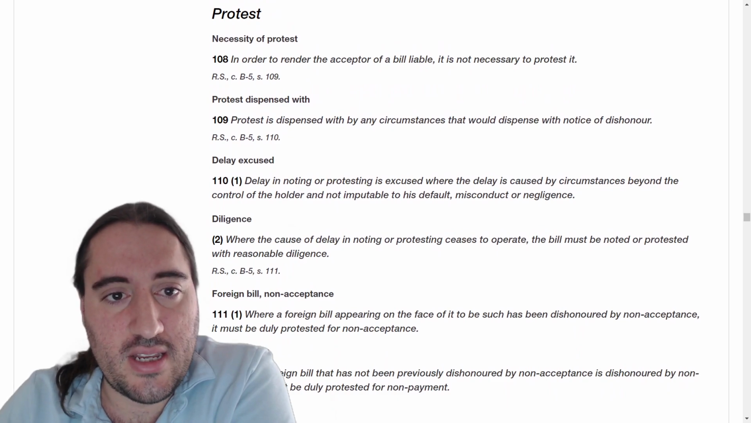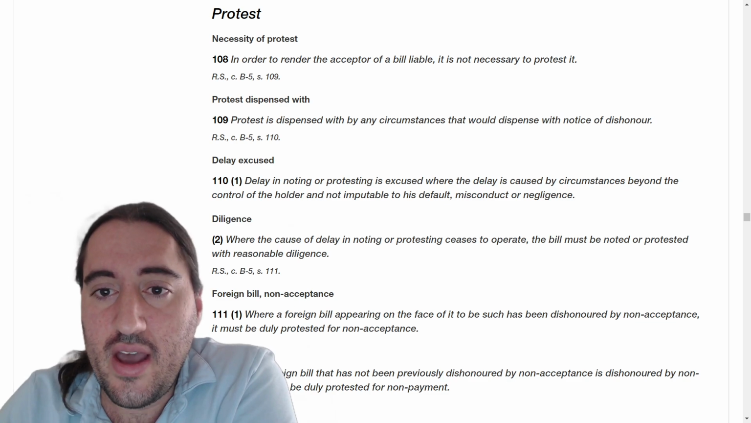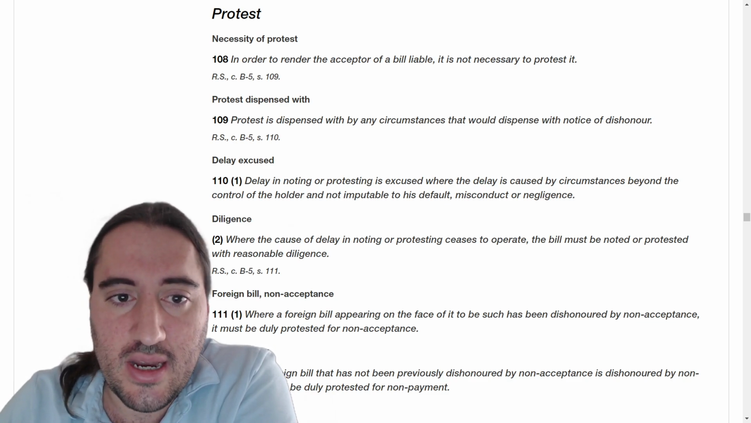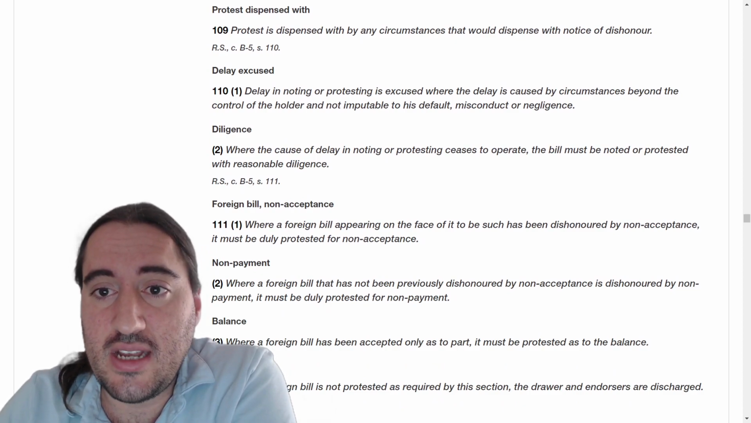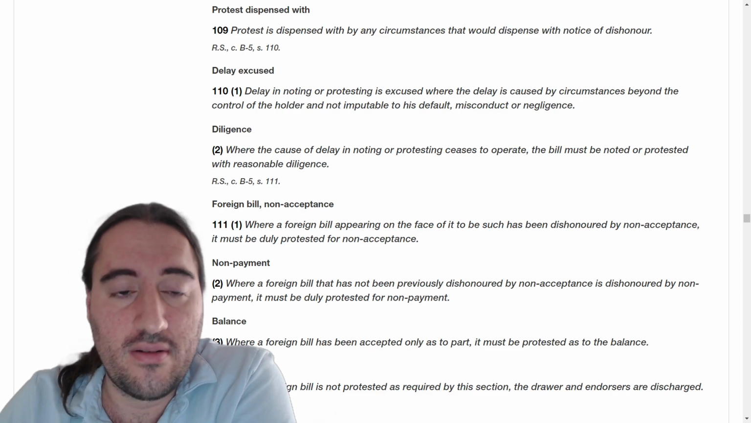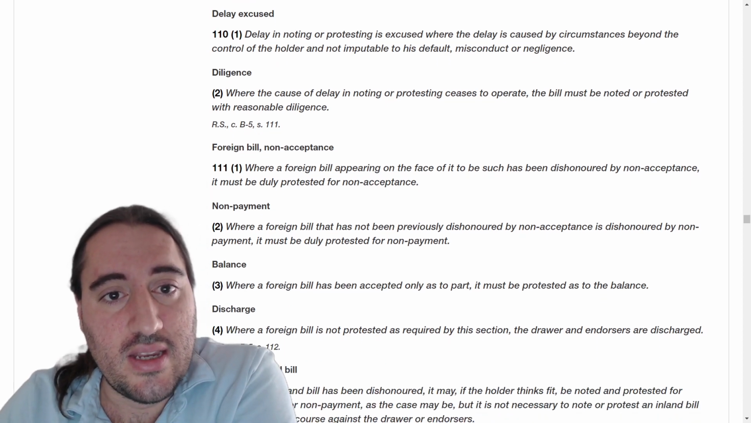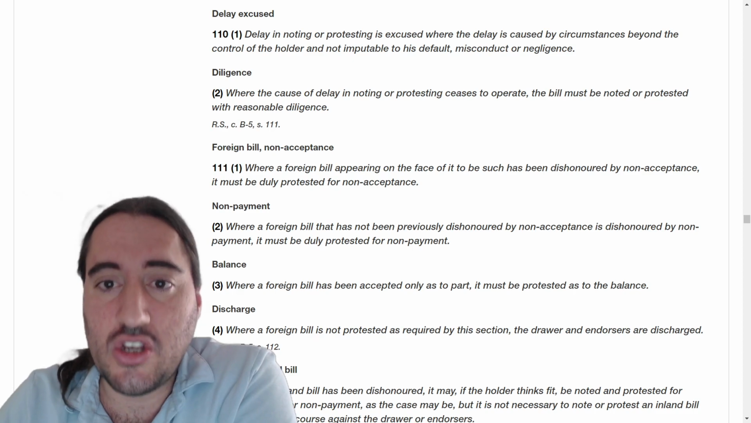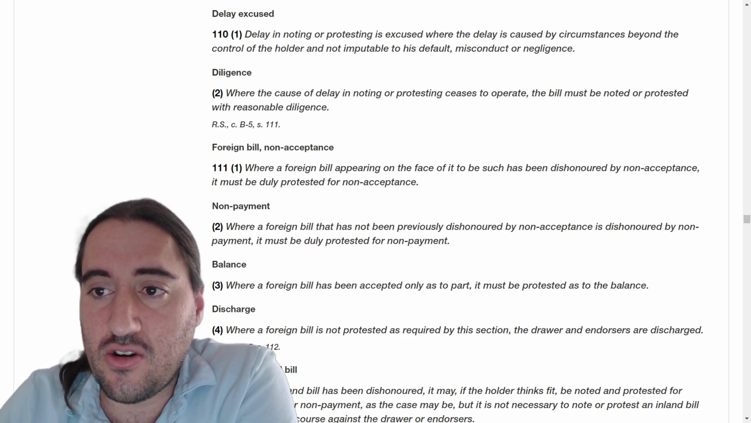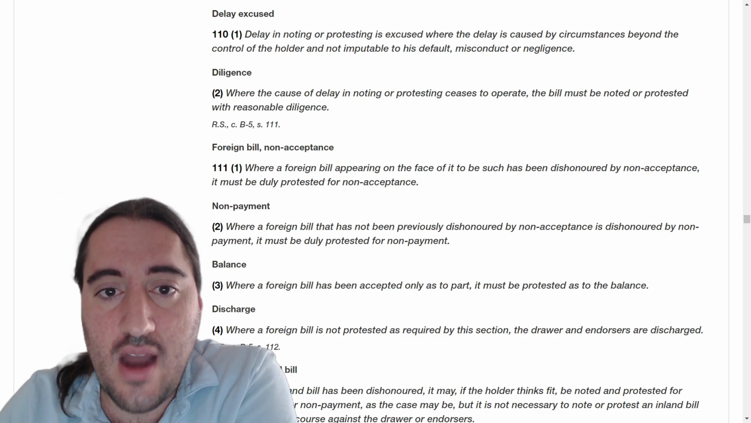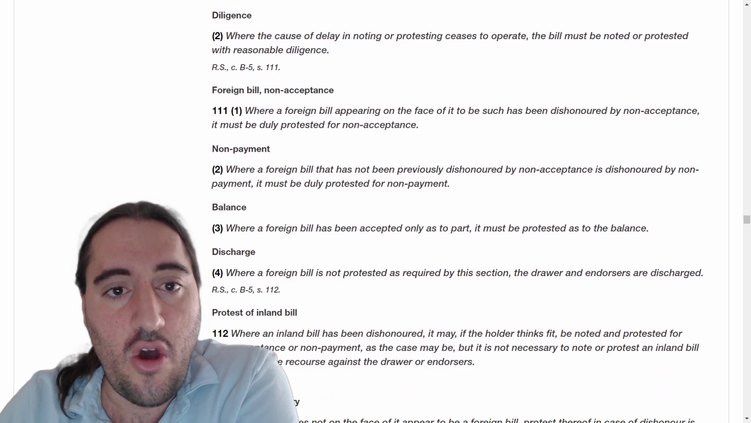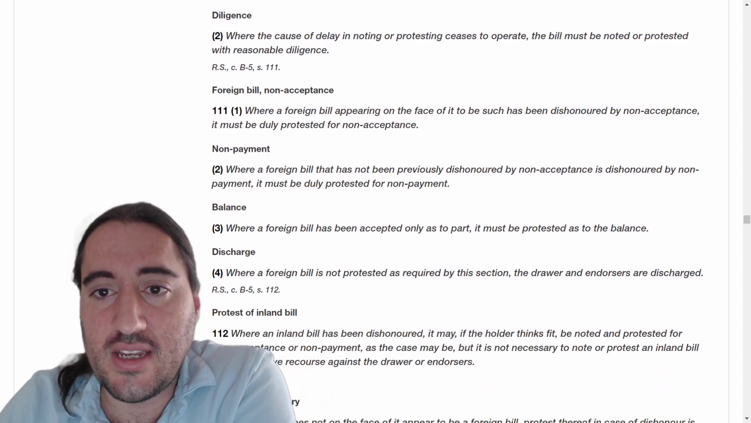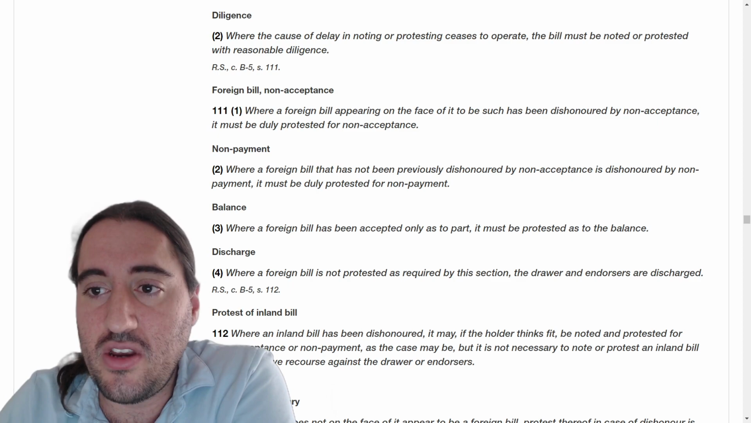Protest. Necessity of protest. In order to render the acceptor of a bill liable, it is not necessary to protest it. Protest dispensed with. Protest is dispensed with by any circumstances that would dispense with notice of dishonor. Delay excused. Delay in noting or protesting is excused where the delay is caused by circumstances beyond the control of the holder and not imputable to his default, misconduct, or negligence. Diligence. Where the cause of delay in noting or protesting ceases to operate, the bill must be noted or protested with reasonable diligence.